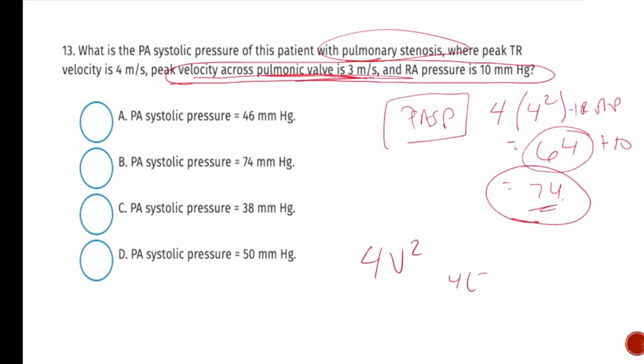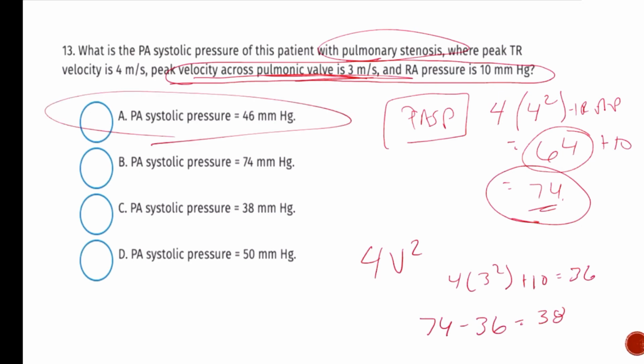So 4 times 3 squared plus 10, right, is what? 9 times 4, 36. So your true velocity will be, yeah, 38. 74 minus 36 is 48. It's 38, right? 74 minus 46. It's 46. Okay, there you go.